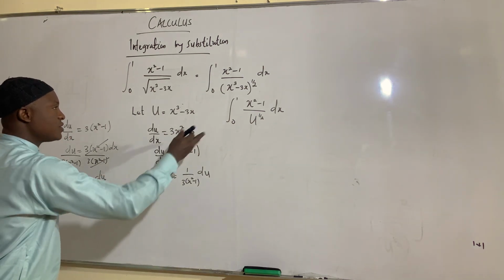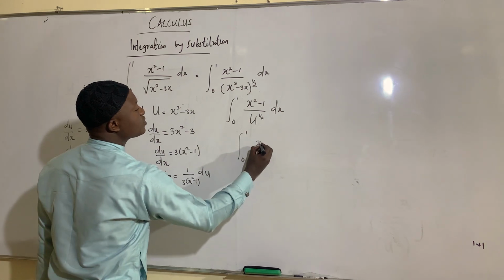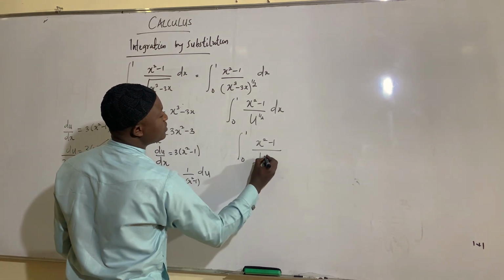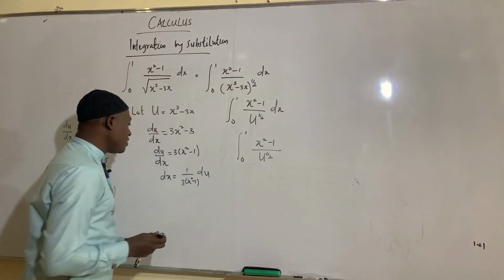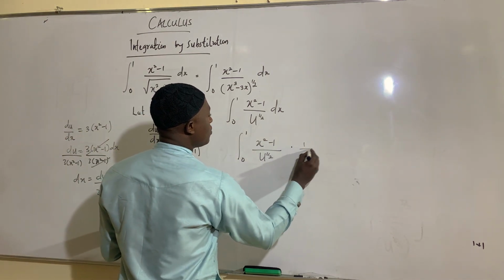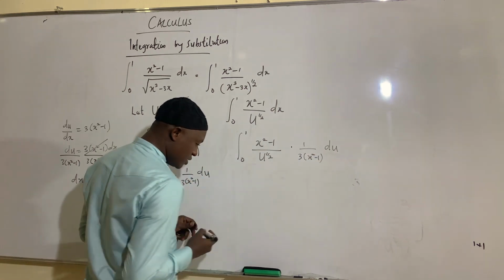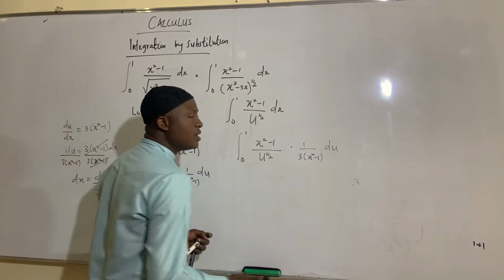So now I can substitute back here. I can have the integral from 1 to 0 of x squared minus 1 over u raised to the power of half. So instead of having dx, we are going to multiply by 1 over 3 of x squared minus 1, then du. Can you see that? Yeah. What is the next step?